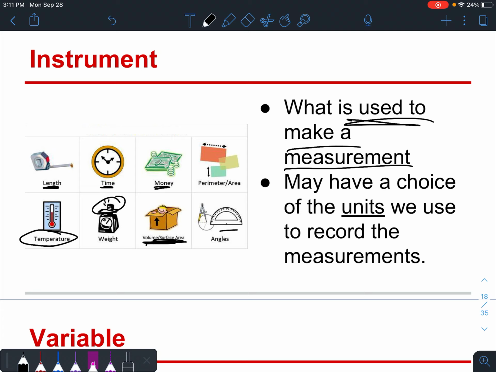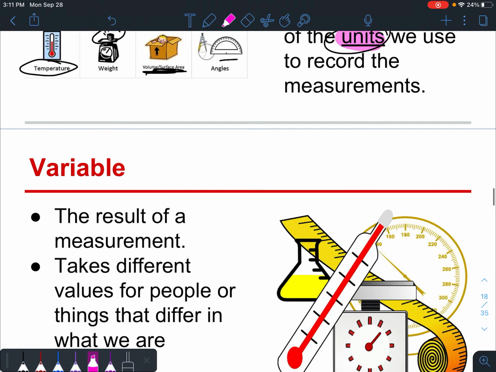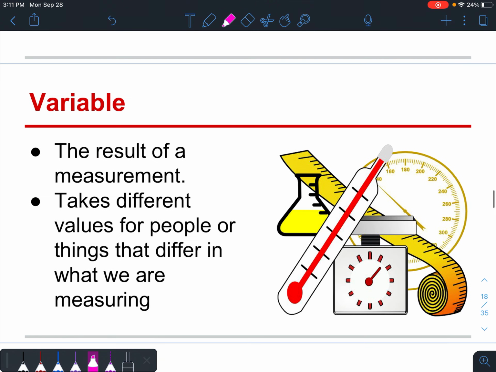And within these, we may have a choice of the units we use to record the measurement. So let's just zoom in on length, as we talked about just a minute ago. Length, you measure how long something is. In length, we've got centimeters, we've got inches, we've got feet. We've got a lot of different ways that we can measure length, and in time, money, and all those other ones we do. So we may have a choice of units that we record the measurements with.